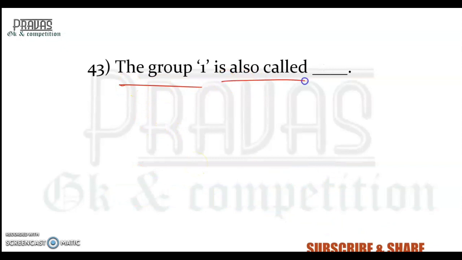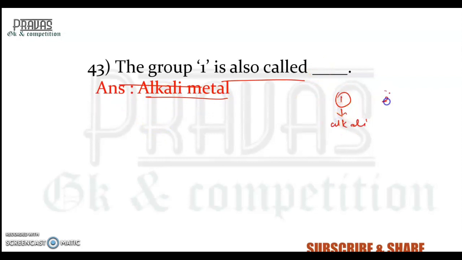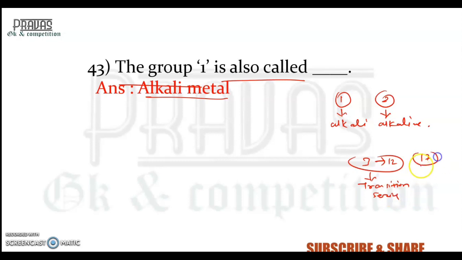The group 1 elements are also called alkali metals. Remember, the group 1 elements are called alkali metals. Group 2 elements are called alkaline earth metals. Groups 3 to 12 are called transition series. Group 17 is called halogens, and group 18 are called inert gases.